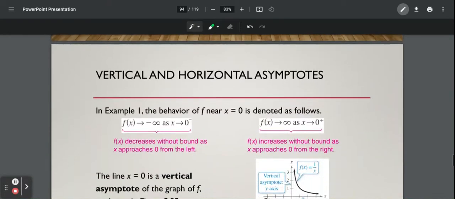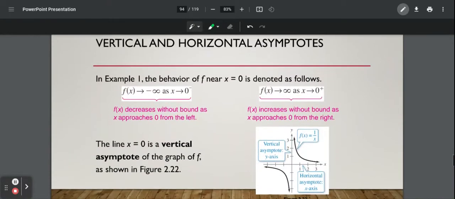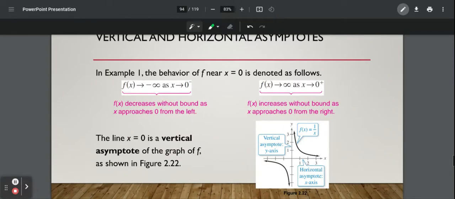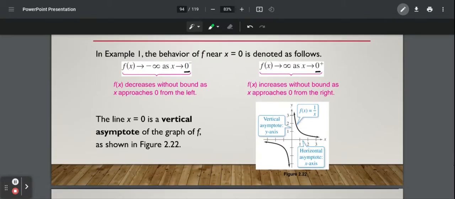So for vertical and horizontal asymptotes, when your x values are approaching some particular number and your y values increase or decrease without bound, or go to positive or negative infinity, then we call that a vertical asymptote. So x equals 0 is your vertical asymptote. A lot of times if we're graphing, we draw that sketched line there.